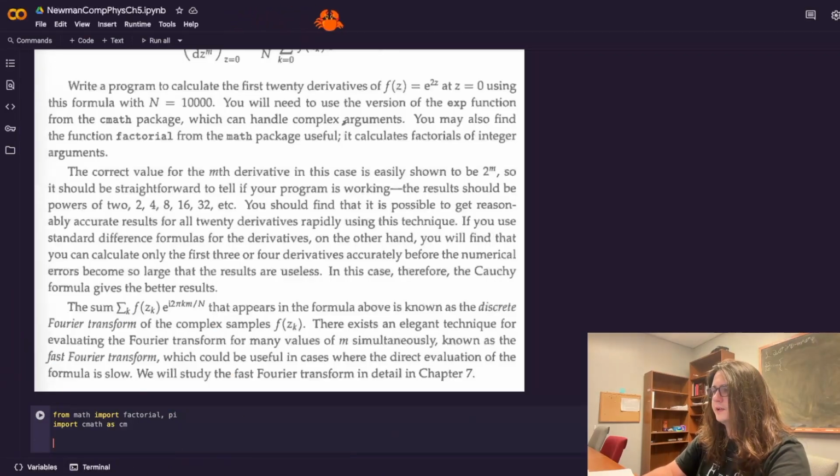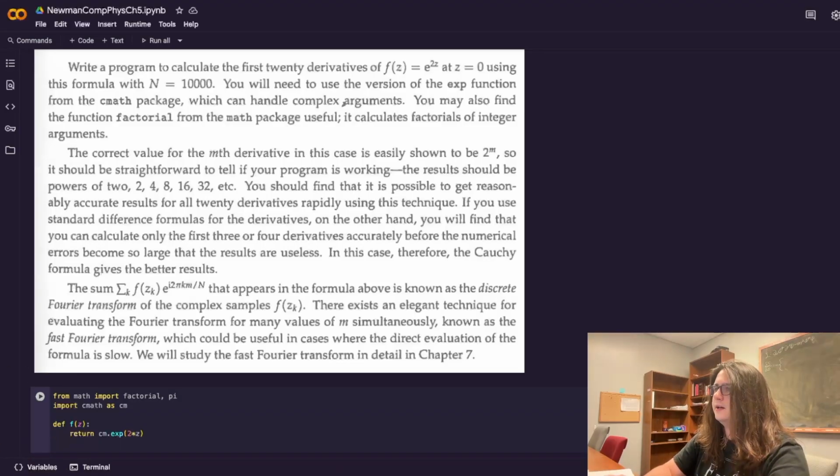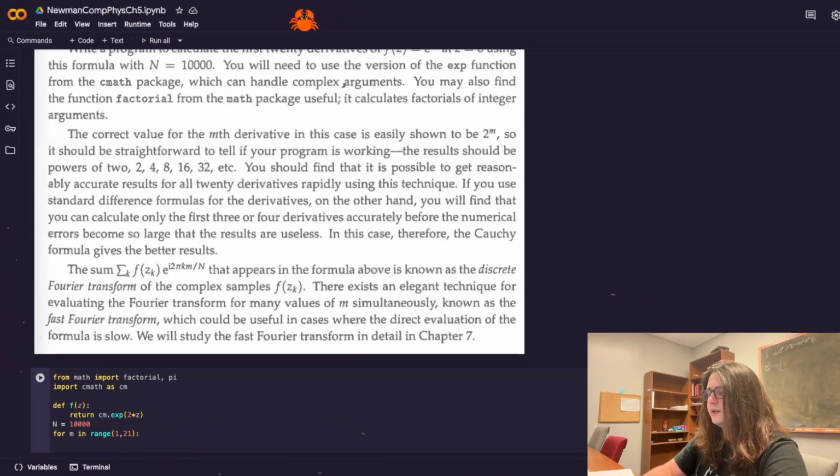So first of all, we're going to define the function that we're taking the derivative of, f of z, which is going to be returning cmath.exp of 2 times z, pretty simply. We're going to do this for n equals 10,000, as according to the problem statement. And we're basically going to create a for loop for m in range 1 to 21, because we're going to print out the first 20 derivatives of this function, right?